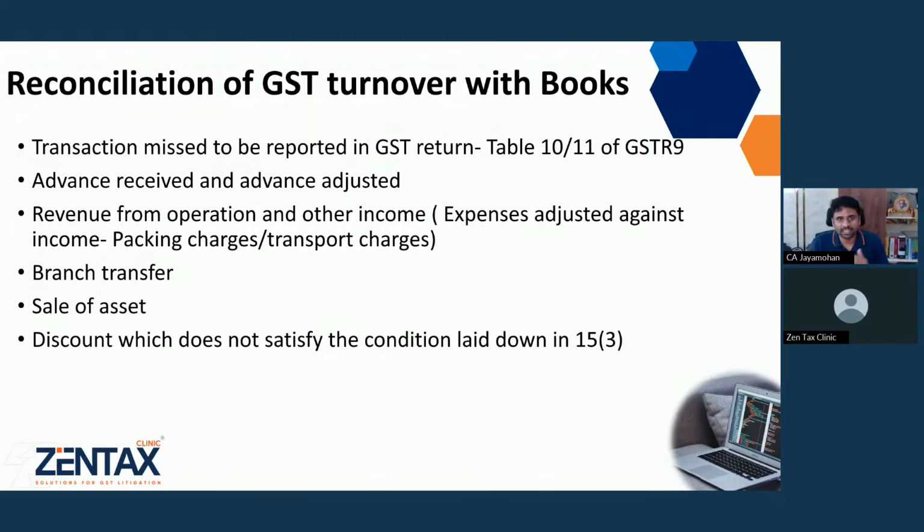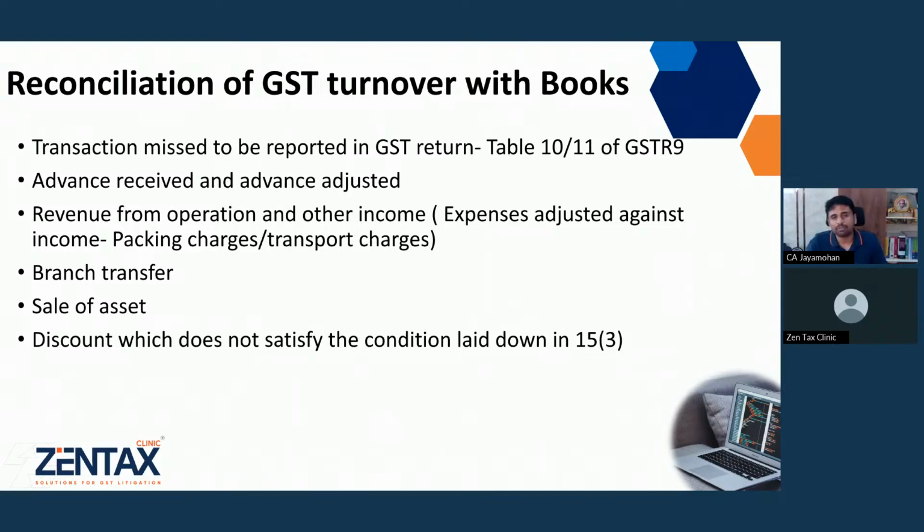Then the revenue from operations. There are certain transactions where additional charges are collected in the invoice from customers, like packing charges or transport charges. What happens is that this is not treated as revenue in the books of accounts. It is adjusted against the relevant expenses. The transport charges might be paid to the transporter, which is collected from the customer.